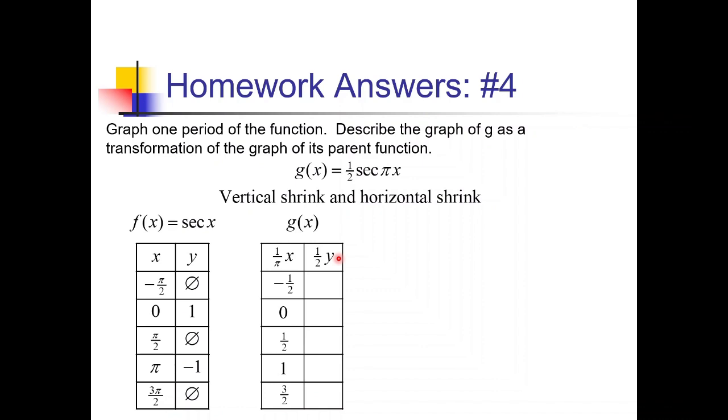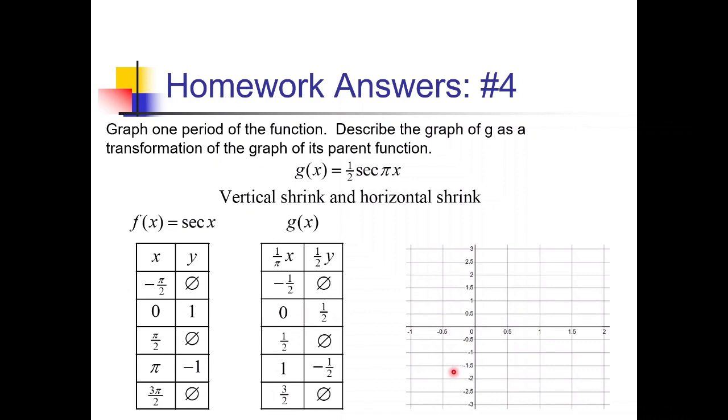For the y values, undefined is still undefined. 1 is now 1/2. Undefined is undefined. We have -1/2 and then undefined. For the x scale, if I go by 1/2, that'll fit these nicely. And for the y scale, I'll probably want to go by 0.5s to fit these half values here.